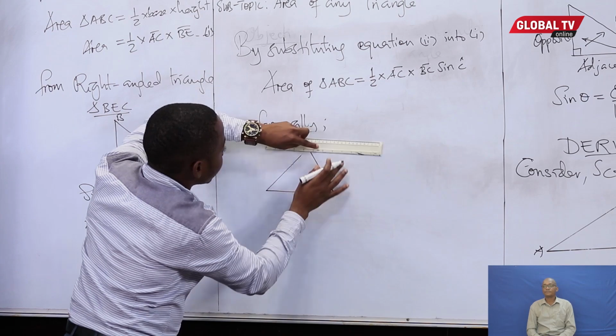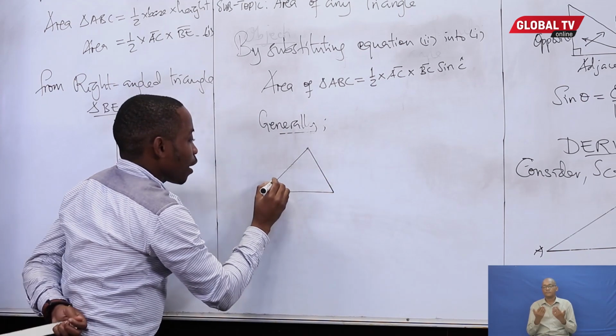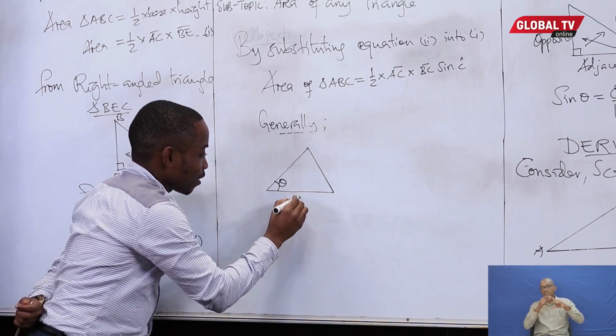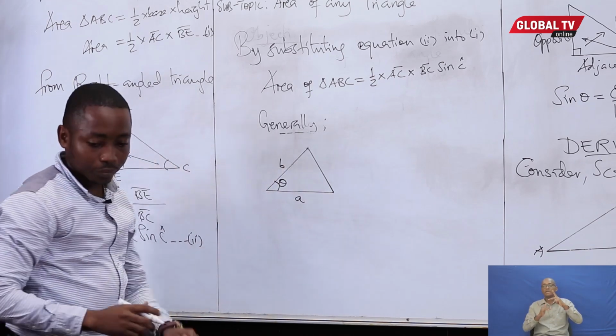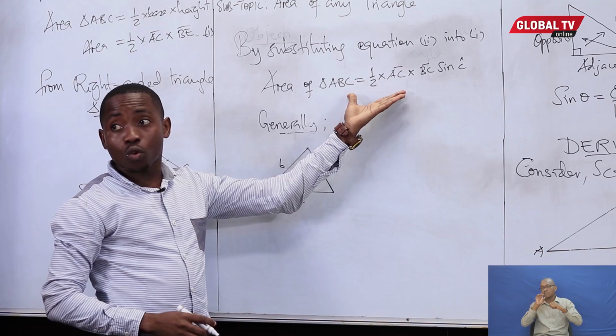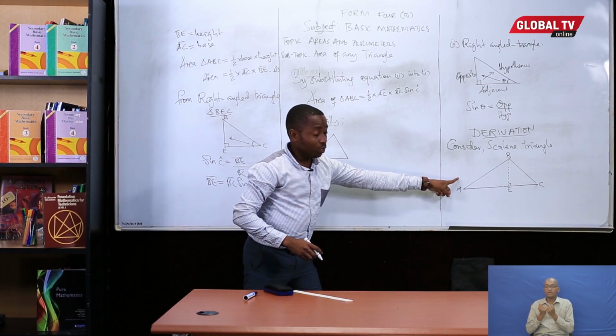like this one, then you have your angle in between here, your angle theta. You have your side, this is side A and this is side B. We need to generalize the formula concerning what we have got here. Observe this one in our diagram that we have drawn here.